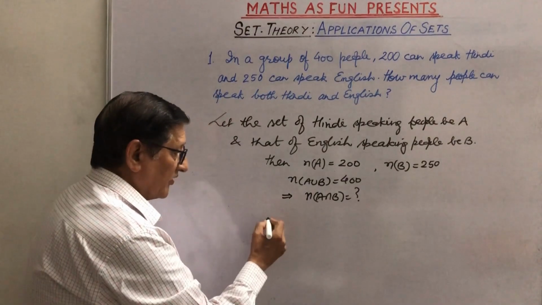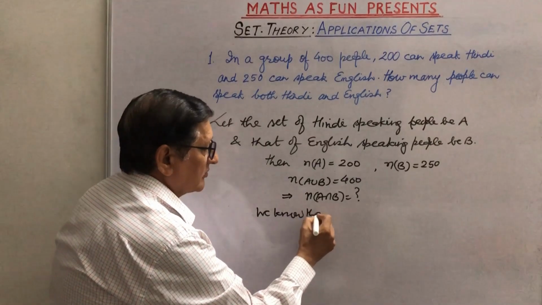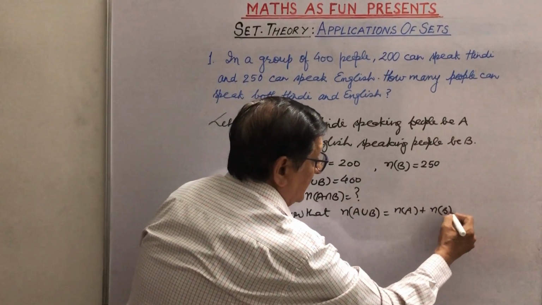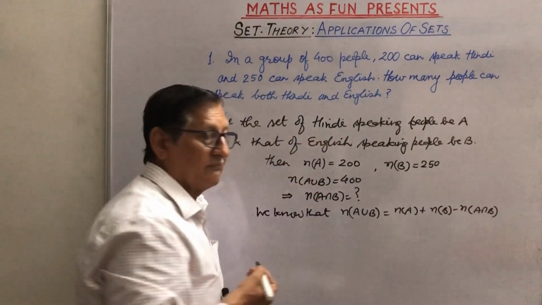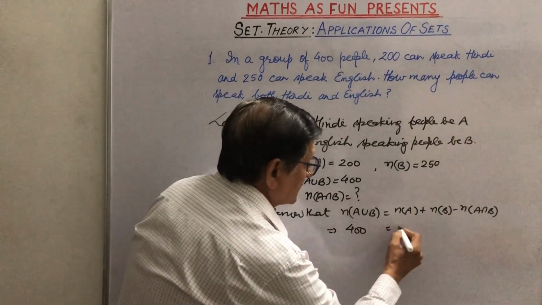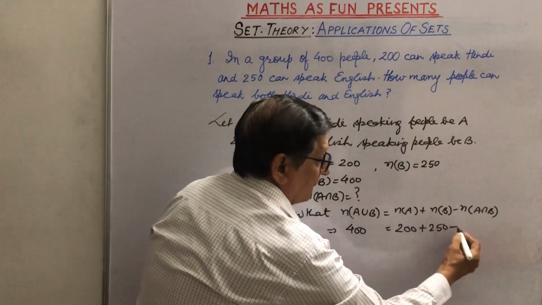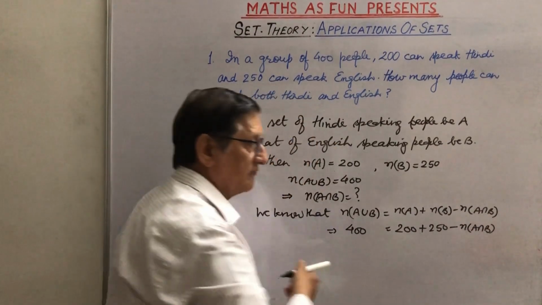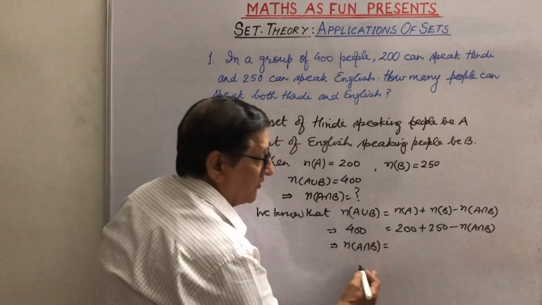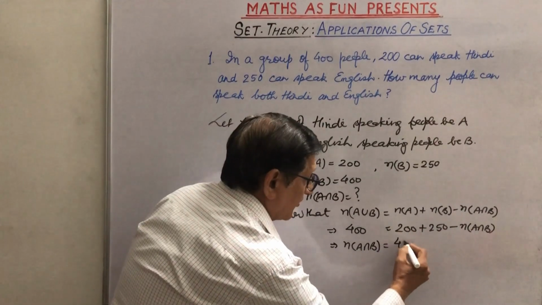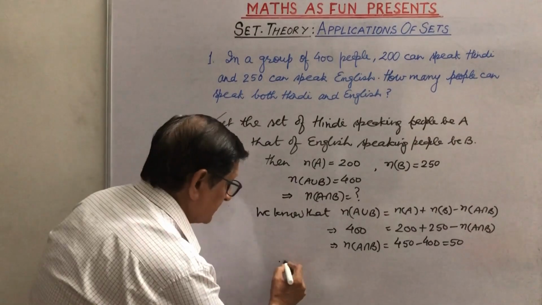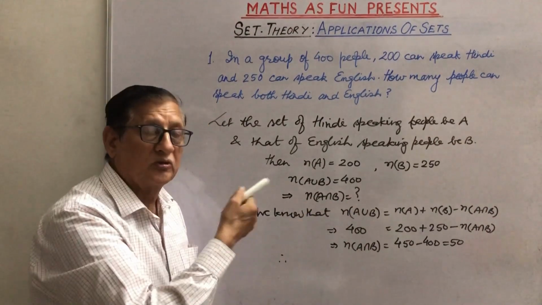Which formula we can apply? We know that n(A union B) is equal to n(A) plus n(B) minus n(A intersection B). Apply the values. n(A union B) is 400, n(A) is 200, n(B) is 250, and we have to find out n(A intersection B). We can make use of the transposition here. It means we will have n(A intersection B) equal to 200 plus 250 is 450 minus 400, that is equal to 50.